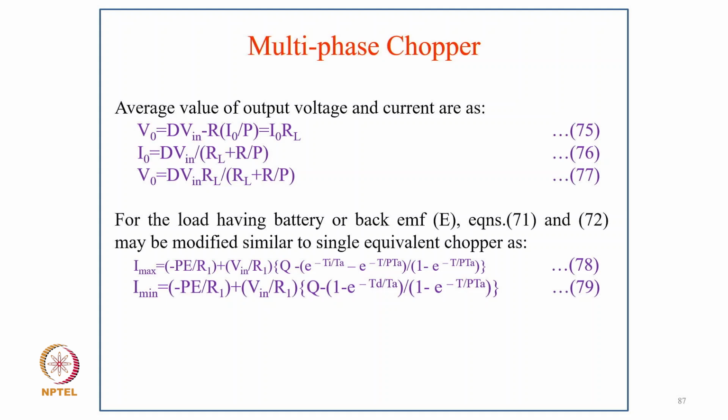So for the load having a battery or back EMF, the volt-ampere equation may be further modified to a single equivalent chopper. So Imax equals minus E upon R1 plus Vin upon R1 times (Q minus e to the power minus Ti upon Ta minus e to the power minus T upon PTa) divided by (1 minus e to the power minus T upon PTa), and Imin equals minus E upon R1 plus Vin upon R1 times (Q minus 1 minus e to the power minus Td upon Ta) divided by (1 minus e to the power minus T upon PTa).